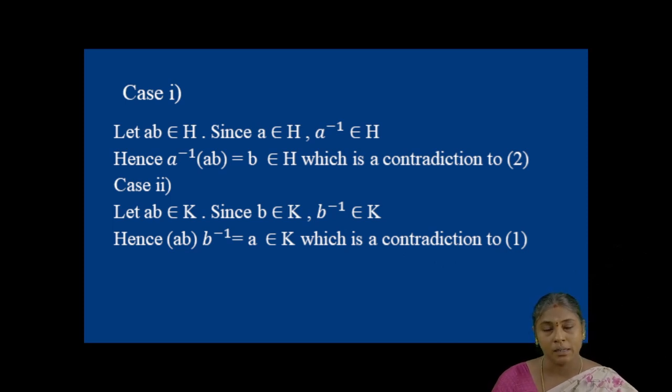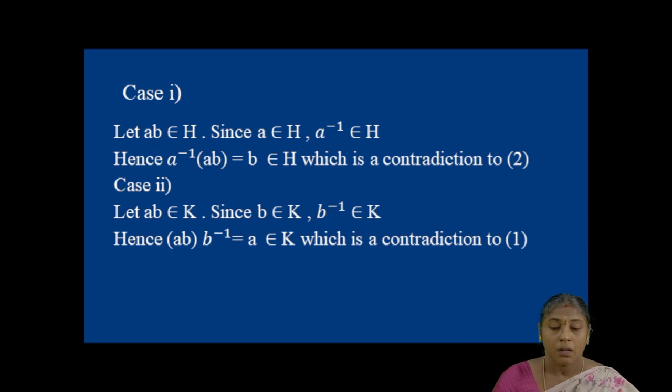Now let us consider the product of A inverse into AB. Using the closure property, we combine A inverse and AB. So A inverse into AB becomes B, since A inverse A is the identity element, and the identity element into B gives the same element B. Now B belongs to H, but in our equation number 2, we have considered B does not belong to H. So this becomes a contradiction to equation number 2.